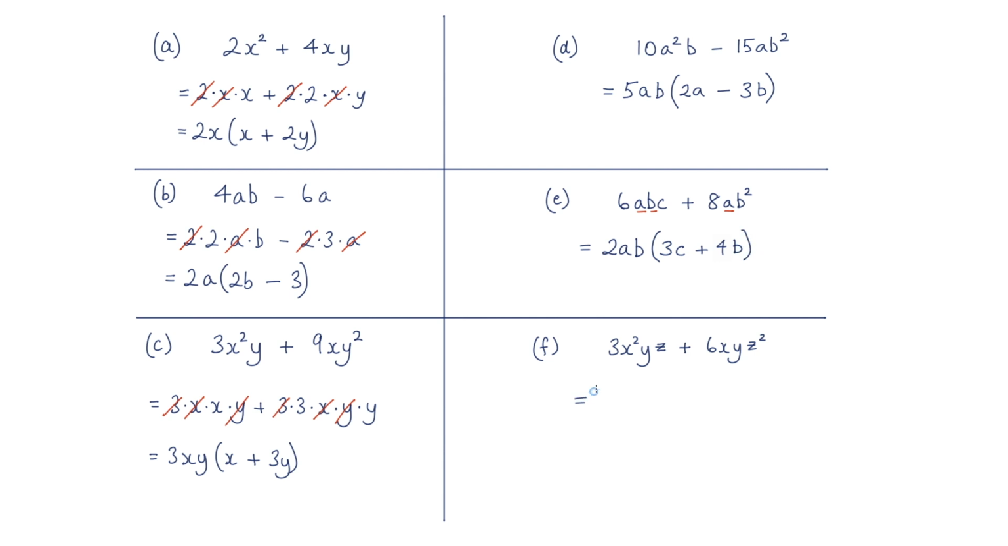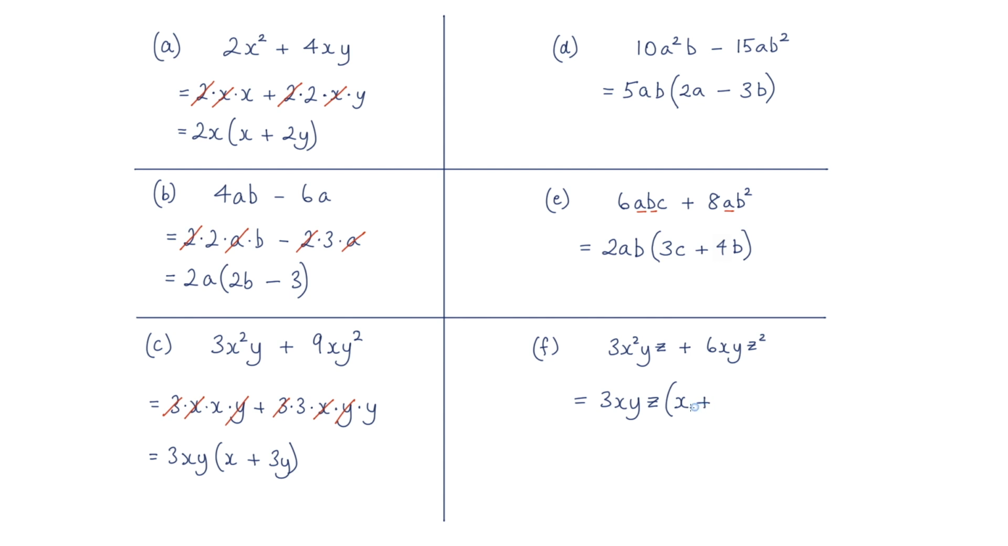And the last question here, well, 3 is going to be the highest common factor, so bring out a 3. We've got x squared and x, so I've got a factor of x, y and y, so a common factor of y, and z and z squared, so a common factor of the z. Open the brackets. I've already got the 3, so I don't need a 3. I've got 1x, but I need x squared, so I have to multiply by x. I've already got the y, I've already got the z, so that's that term finished.